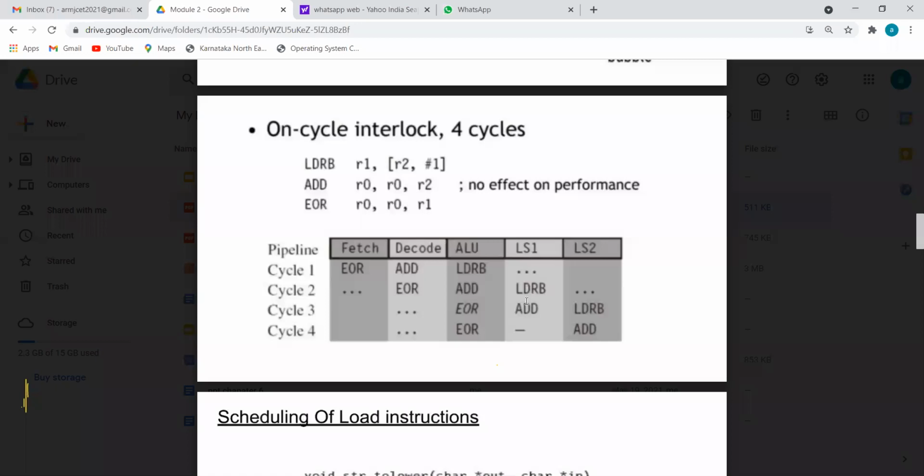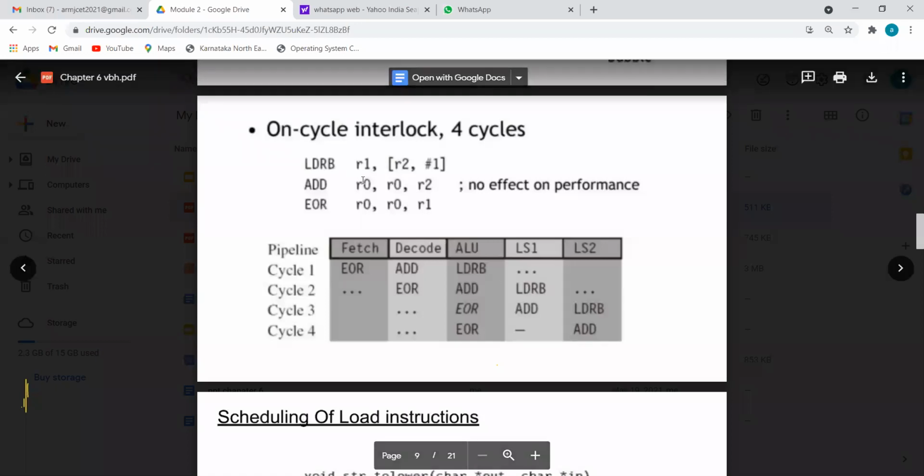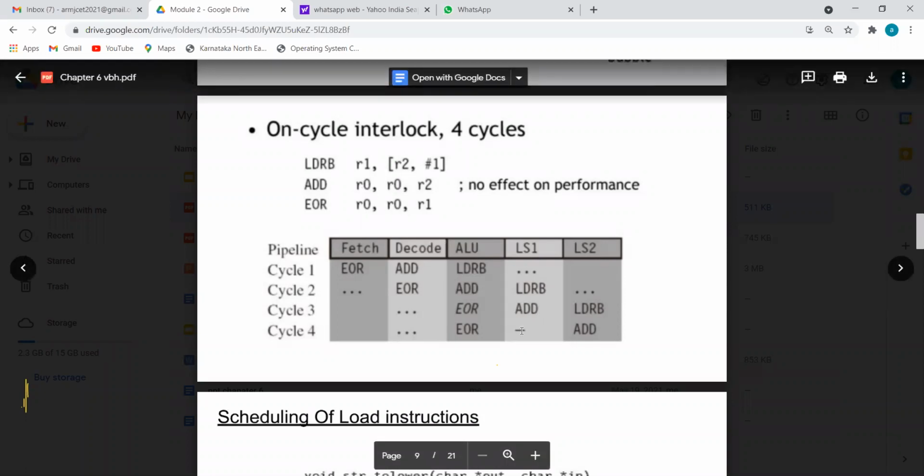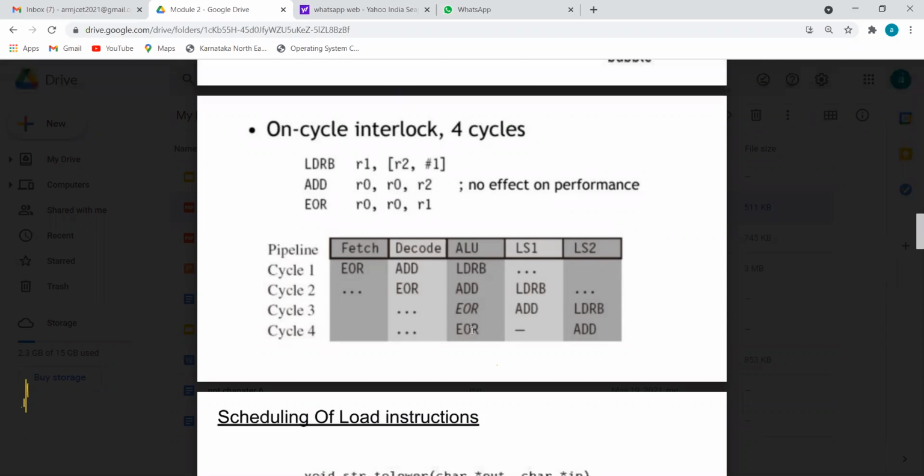So if it is not yet stored or presently storing, I repeat, presently storing, here, how can you expect XOR completion here? Because XOR completion is possible only when R0 successfully gets the result of R0 plus R2. That is applicable only when LS1 completes. So once LS1 completes, the answer of R0 plus R2 is successfully stored in R0.